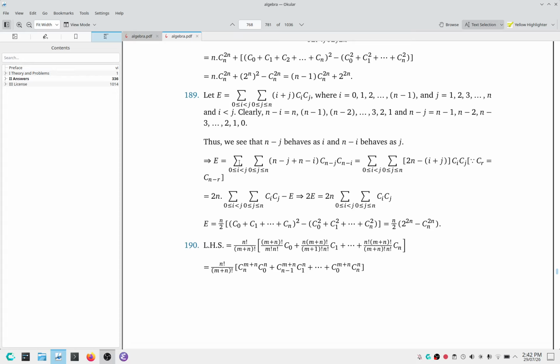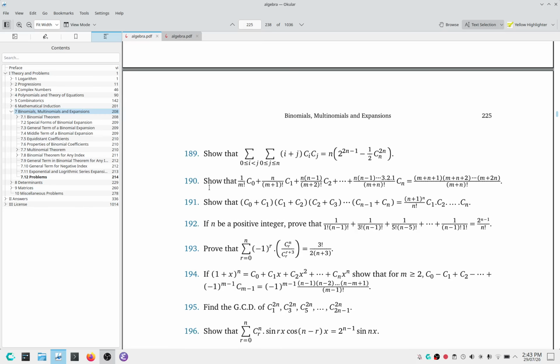So we write this as sigma, both the sigmas, of (n minus j plus n minus i) C(n minus j) C(n minus i). So this becomes (2n minus i plus j) ci cj. Now this is equal to 2n times the sigma of ci cj minus E. You see this i plus j will be the same as E here. So now 2E is equal to 2n sigma ci cj, and this we have evaluated earlier. So it becomes n by 2 times (C0 plus C1 up to Cn) whole square minus (C0 squared plus C1 squared up to Cn squared), which is equal to n upon 2 times 2 to the power 2n minus 2n Cn.